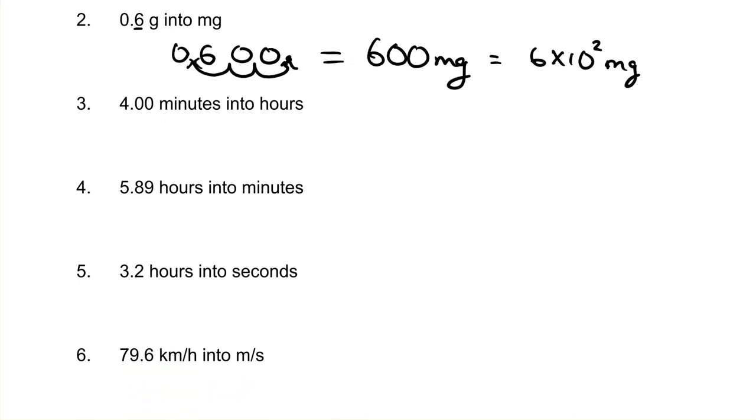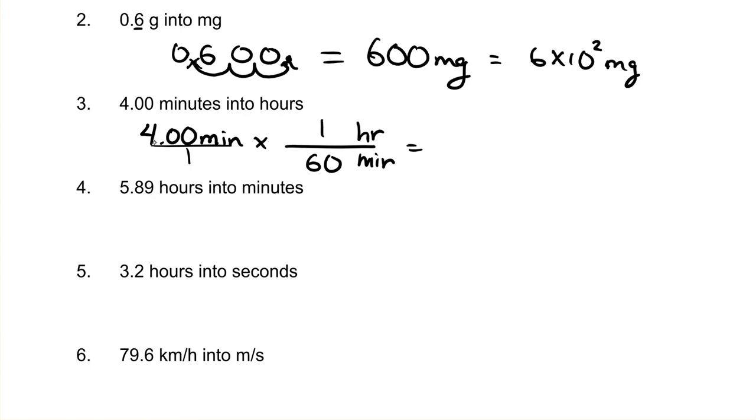4 minutes into hours. So remember, this isn't part of that metric chart, okay? This time doesn't follow our rules of 10. So what we have to do is we have to use an actual conversion factor. 4.00 minutes. How many minutes are in an hour? So we're going to go hours and minutes. Minutes were put on the bottom because we need them to cancel out. In 1 hour, there's 60 minutes.